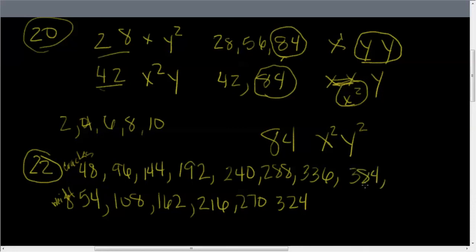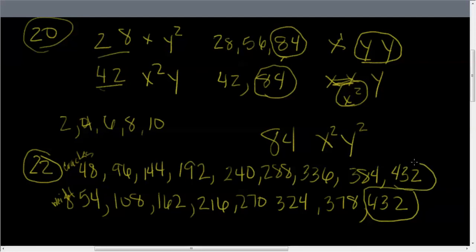I'm going to go back down here to 54. 324 plus 54 is 378, plus 54 is 432. Finally, I got a number that was the same. So when he checks egg 432, he will be checking it for both cracks and weight.